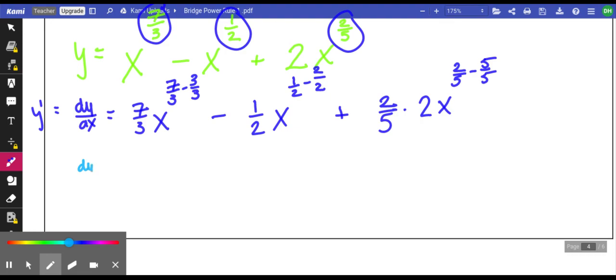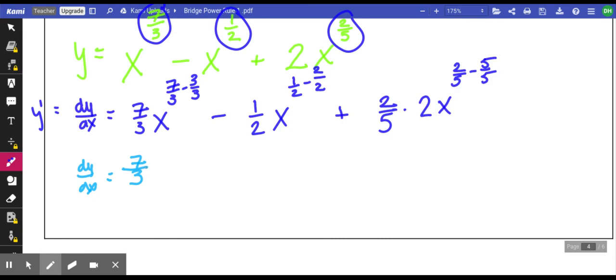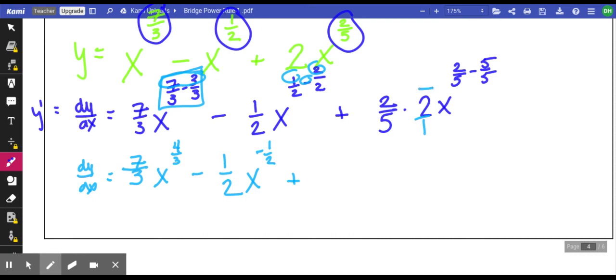So I have dy/dx equals 7/3 x to the 7/3 minus 3/3. I'm really just subtracting the tops. That gets me 4/3 minus 1/2 x. 1 minus 2 would be a negative 1/2, plus, now remember, I want to multiply. I'm going to make this a fraction. When you multiply fractions, you multiply the tops together and the bottoms together. So I'm going to call that 4/5 x, subtract my numerators, to the negative 3/5.